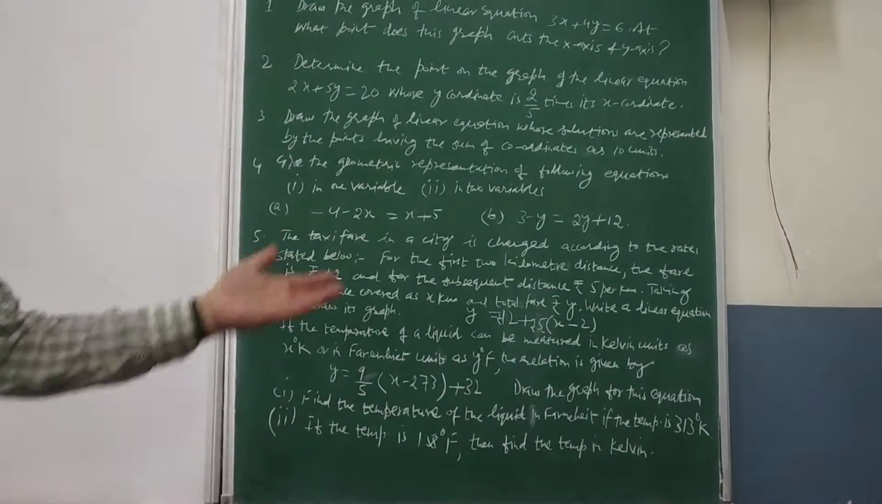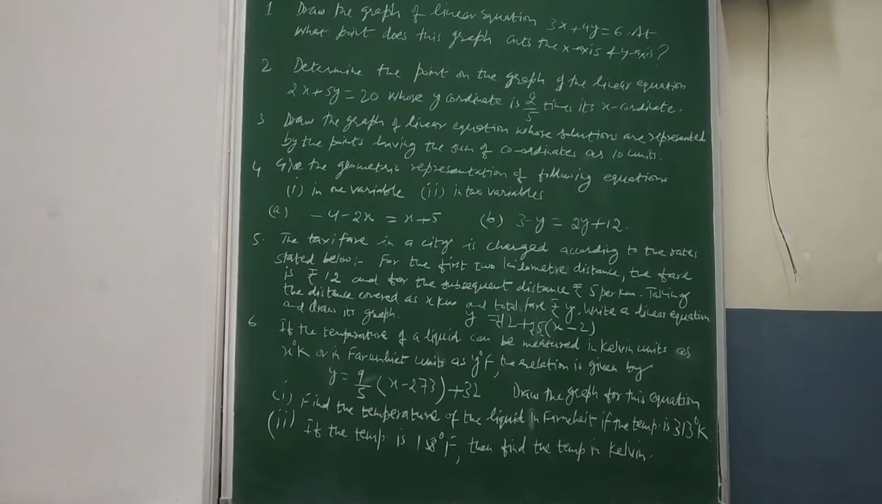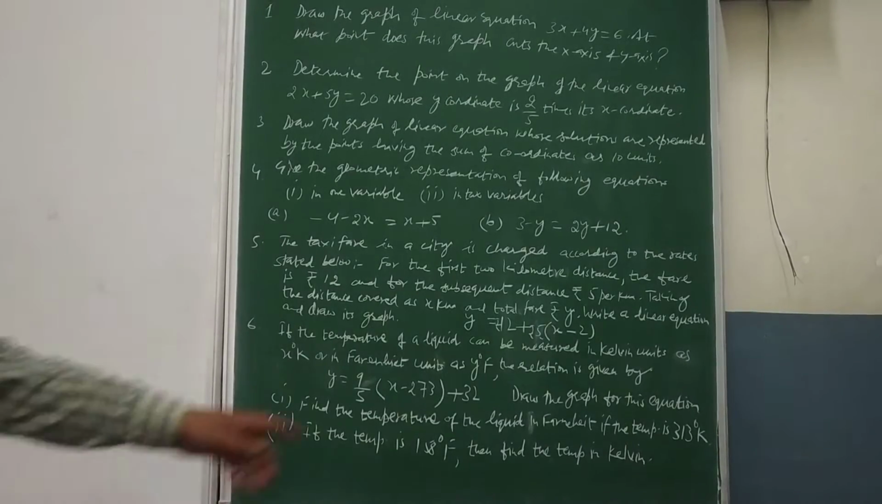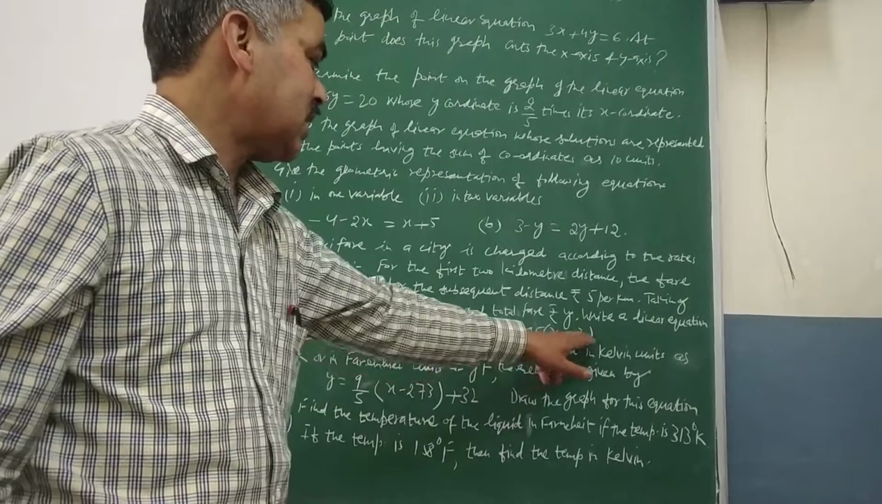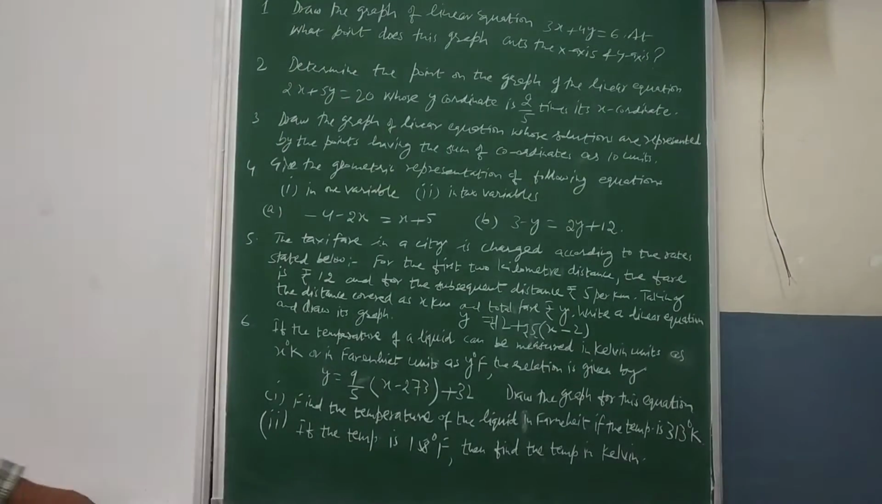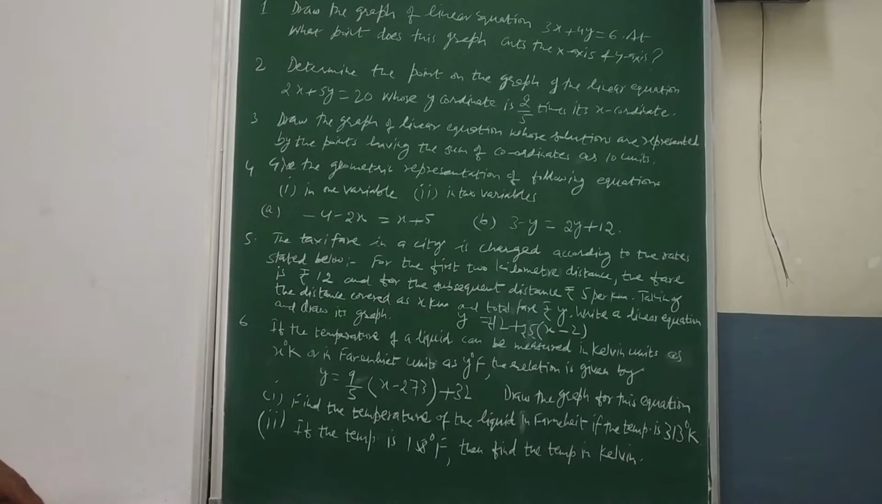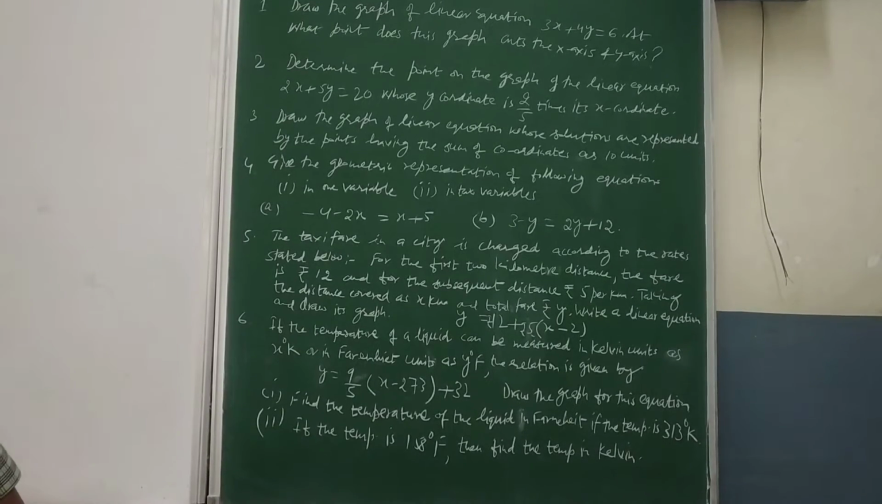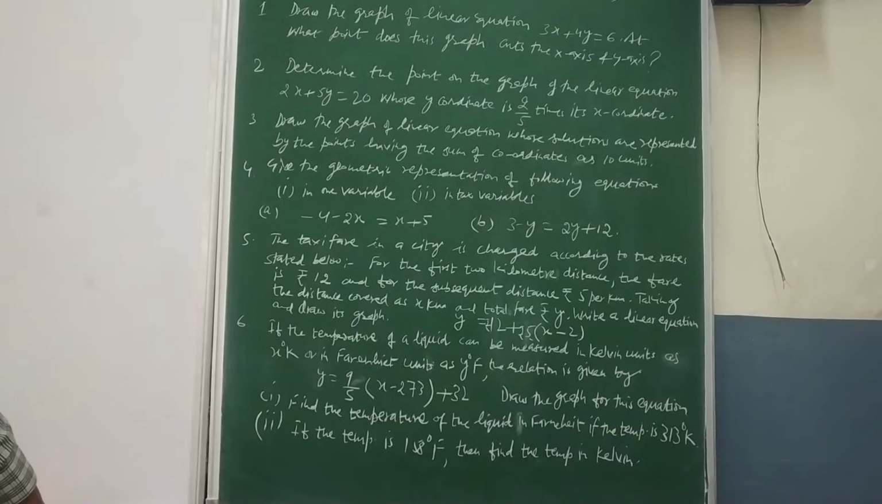Find the coordinates and draw the line for the same. So you see the unit: because y is in rupees, everything on my right-hand side should be in rupees.